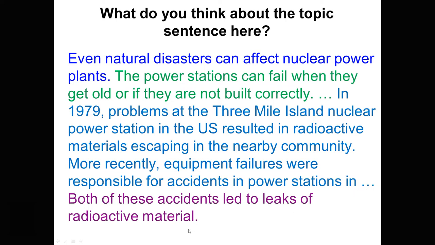Then, by the concluding sentence, there's a point which reads, both of these accidents led to leaks of radioactive materials. So that doesn't deal with natural disasters either. If this was a piece of work that my students had come to me with, and someone had said, would you mind reading this and giving me some feedback? My suggestion to that student would be have a look at this part where it says natural disasters, and perhaps take that out, or put something about natural disasters in the rest of your paragraph, and then it will be a much tighter paragraph.